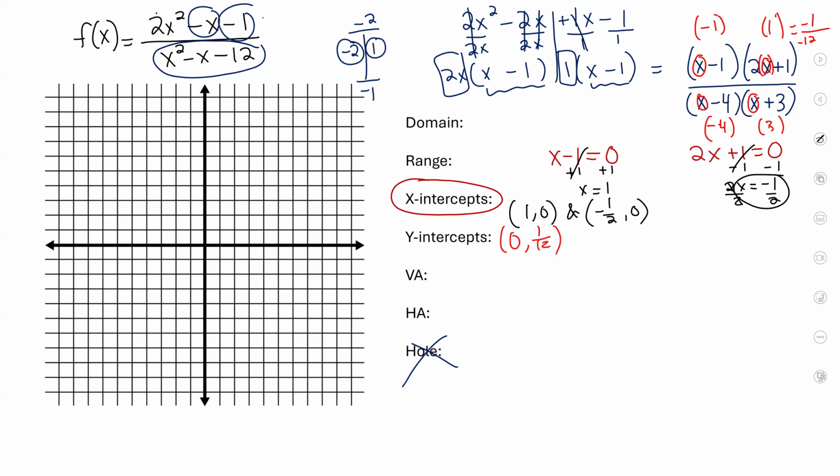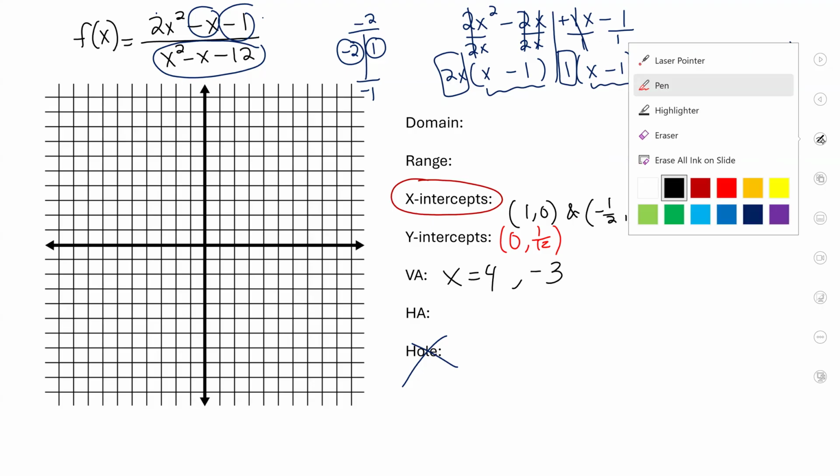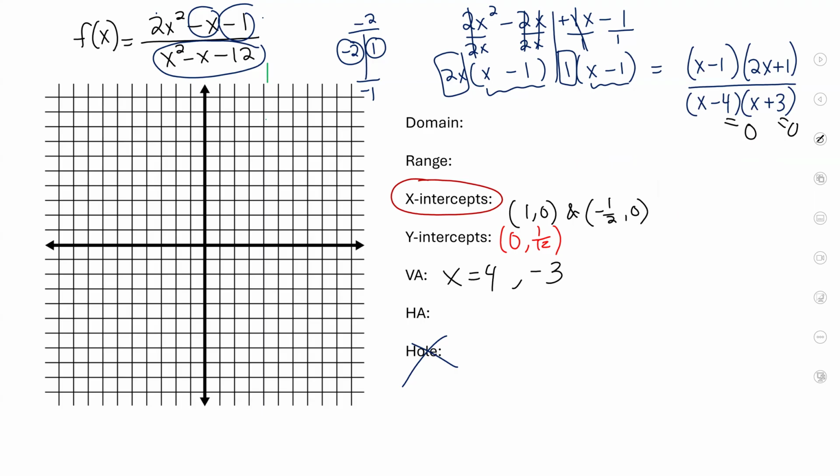That's very small. Vertical asymptotes. How many are there? 2. How do you find the vertical asymptote? Set what to 0? Denominator. Yes, the denominators. You have to set the denominators equal to 0. Okay, so guys, set this equal to 0, you get 4. Set this one equal to 0, you get -3. Those are your 2 vertical asymptotes. I'm going to go ahead and graph those. I have one at 4 and one at -3.